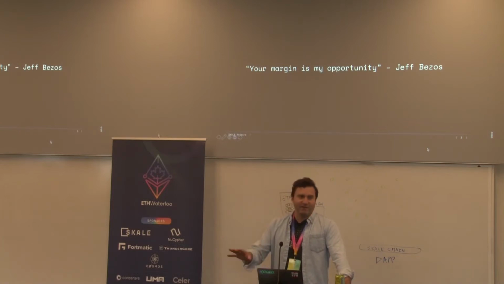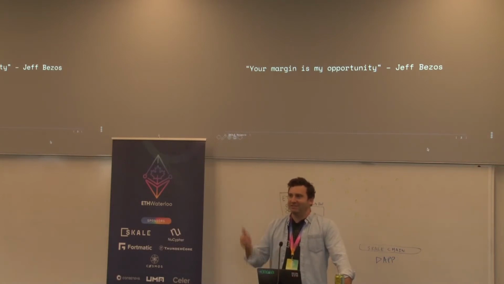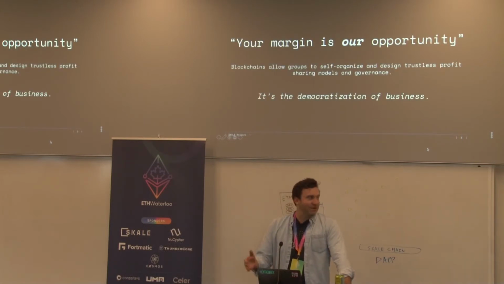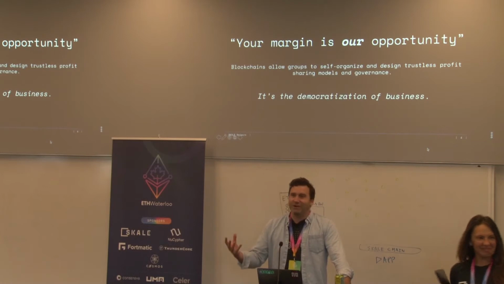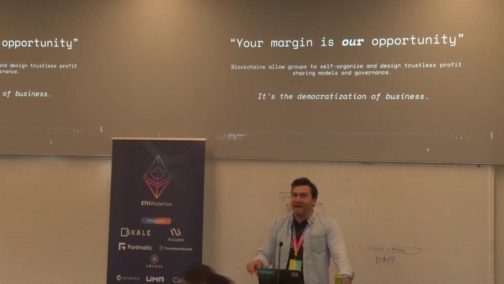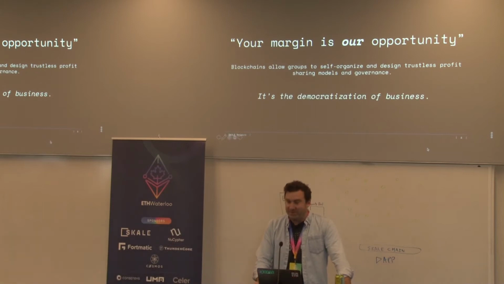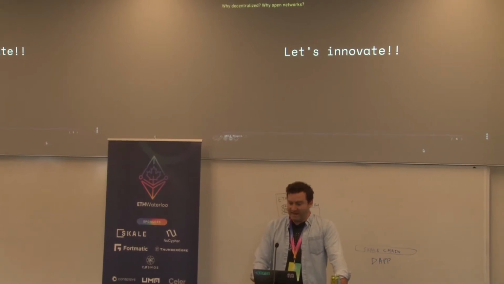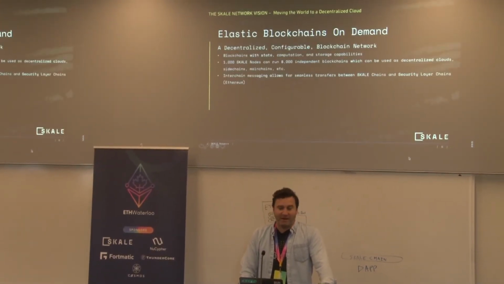In the early 2000s, when I was getting started in my tech career, this was the mantra: optimize, add efficiencies. Jeff Bezos is famous for saying this. I think the new saying is your margin is our opportunity, and we're creating new business dynamics. So that's why we're doing this, and that's why we have to decentralize things. There's actually a reason and meaning around it. So the timing is great. It's time to innovate, and I'm excited about it.